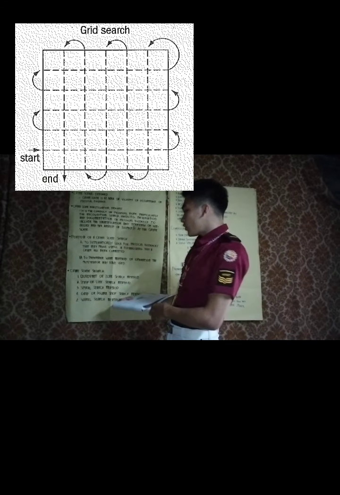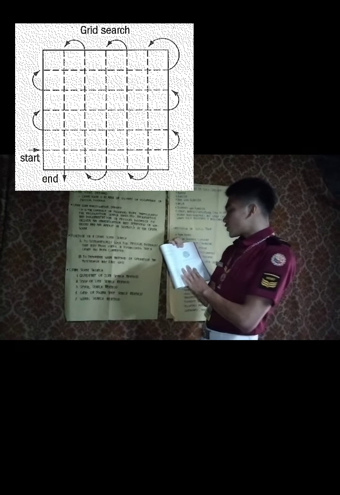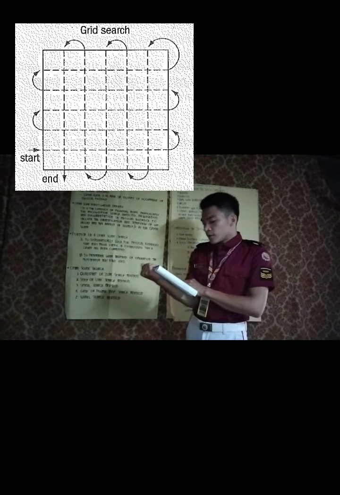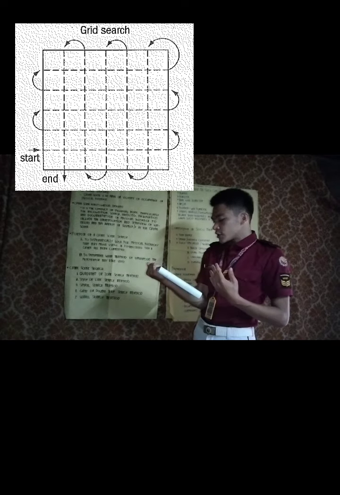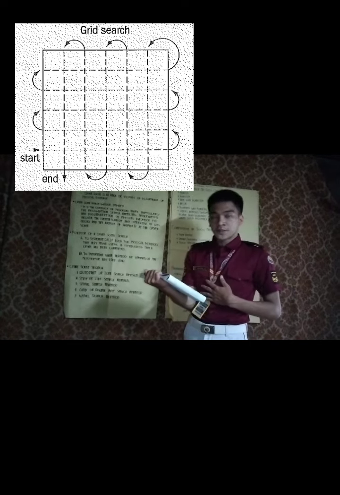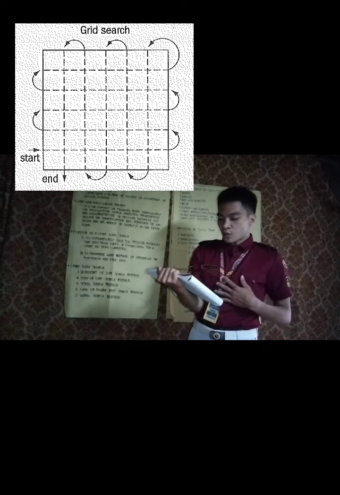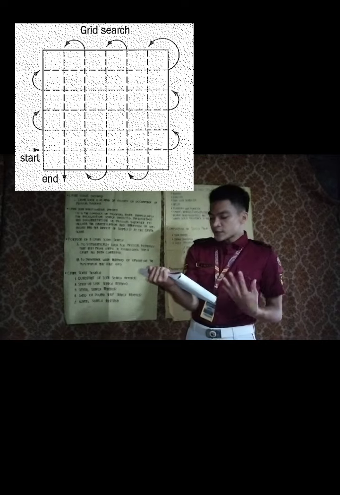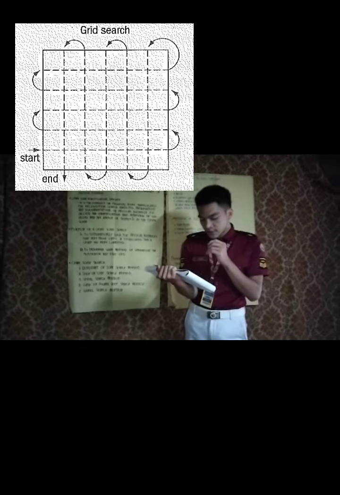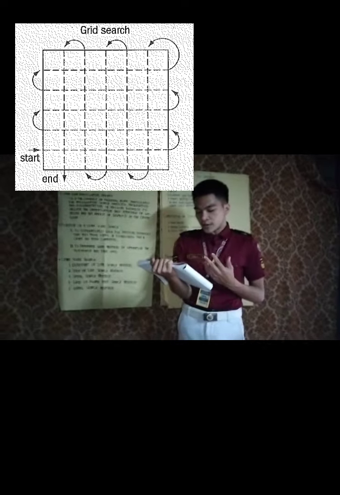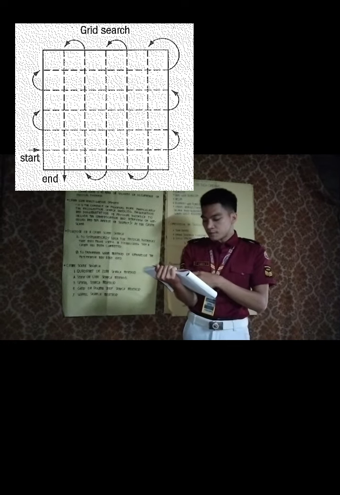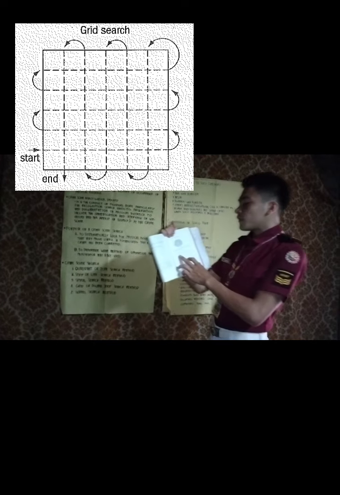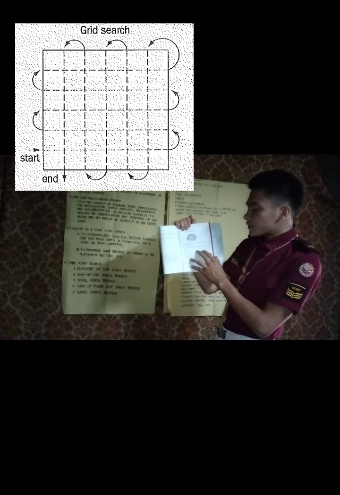Next is grid or double strip search method. So grid or double strip search method. The grid or double strip method of search is a modification of the strip search method. Here the rectangle is traversed first parallel to the base, then parallel to the side. So this is the example of the grid or double strip search method.